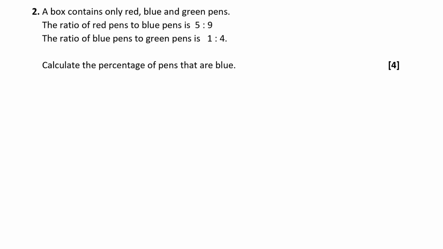So what I'm going to do first is try and combine them into one ratio that has all three elements in it. So I've got red, and I've got blue, and I've got green, haven't I? And I know from the first statement that the ratio of red to blue is 5 to 9. So I can put a 5 in there and a 9 in there. And then from the second statement, I know that blue pens to green pens is 1 to 4. So I can put a 1 in there and a 4 in there.